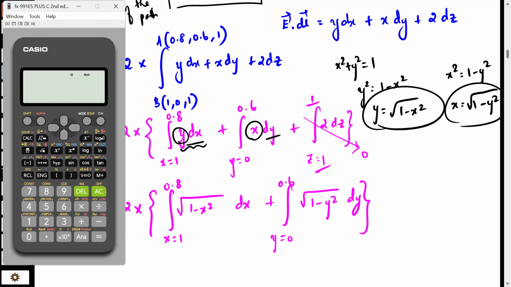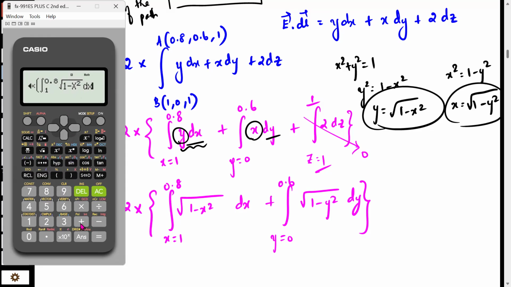We have to type the expressions for the integration. All the variables should be typed in terms of x. So for the first integration, I will type the entire thing here. So minus 2 into the first integration is under root 1 minus alpha x square. So this is the first one. The lower limit is 1 and the upper limit is 0.8.